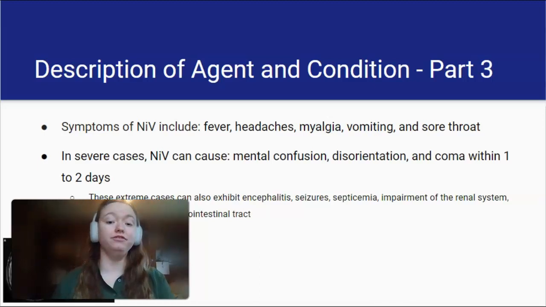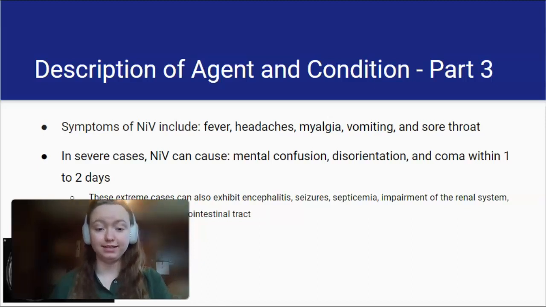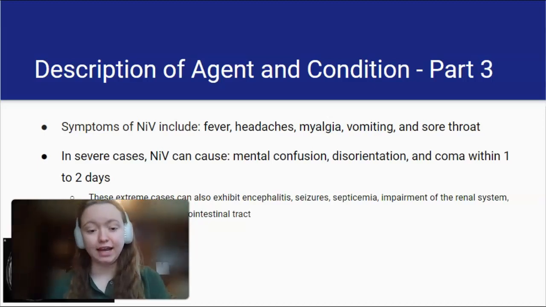Symptoms of NIV include fever, headaches, myalgia, vomiting, and sore throat. In severe cases, NIV can cause mental confusion, disorientation, and coma within 1 to 2 days. These extreme cases can also exhibit encephalitis, which is the swelling of the brain, seizures, septicemia, impairment of the renal system, and bleeding in the gastrointestinal tract. Down here in the corner, I've included a picture of a brain scan of a person who has had NIV. Unfortunately, they did die from the disease, but they did donate their body to science so that way researchers can learn more about the disease. And that is a scan of the effects of NIV on the brain.